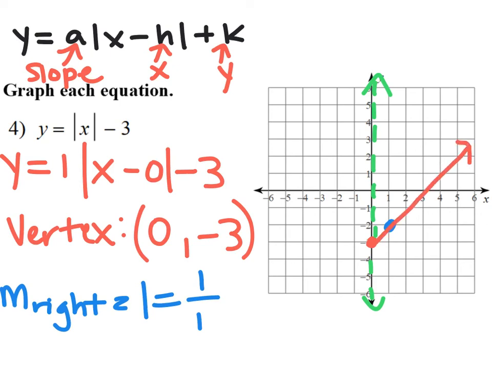Then, lastly, I will reflect this point over the graph. So I reflect it onto the other side and draw in the left side of the absolute value function.